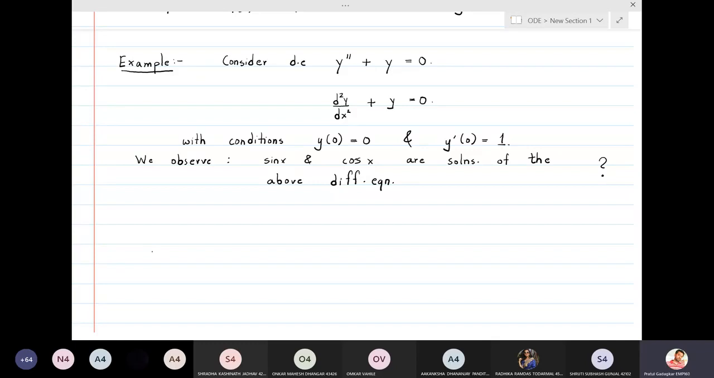So what I will do is let y of x be equal to c1 sin x plus c2 cos x. I'm putting the first solution at the first place, the second solution at the second place, and adding constants c1 and c2, which are real numbers.